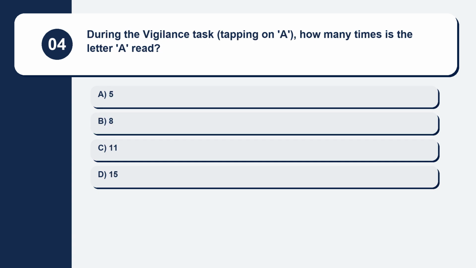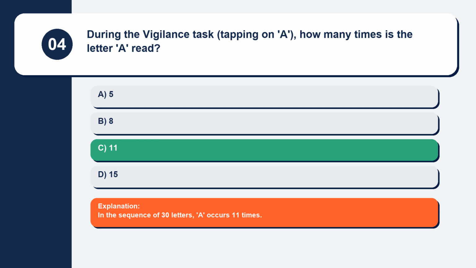Question 4. During the vigilance task, tapping on A, how many times is the letter A read? 5, 8, 11, 15. In the sequence of 30 letters, A occurs 11 times.